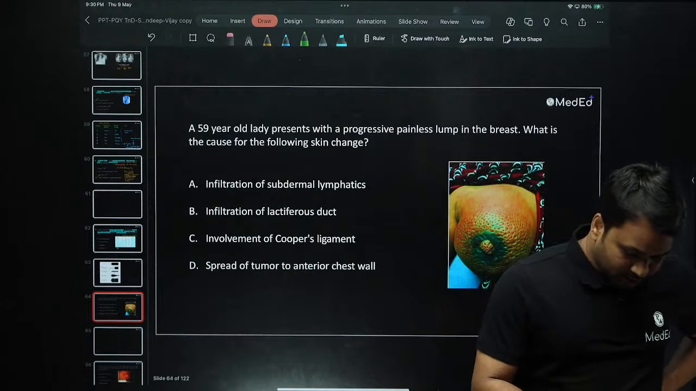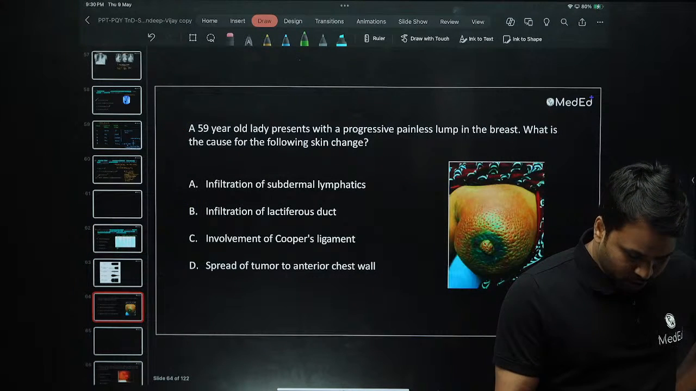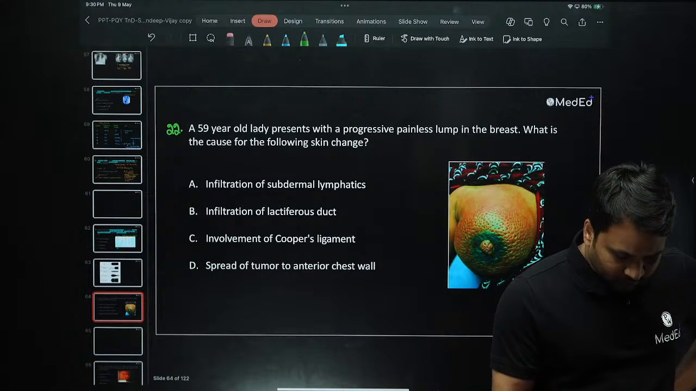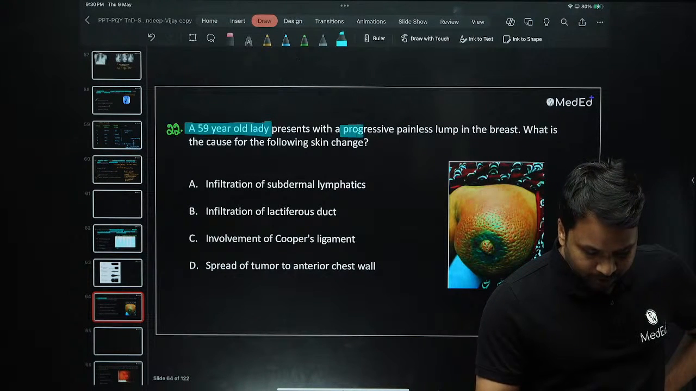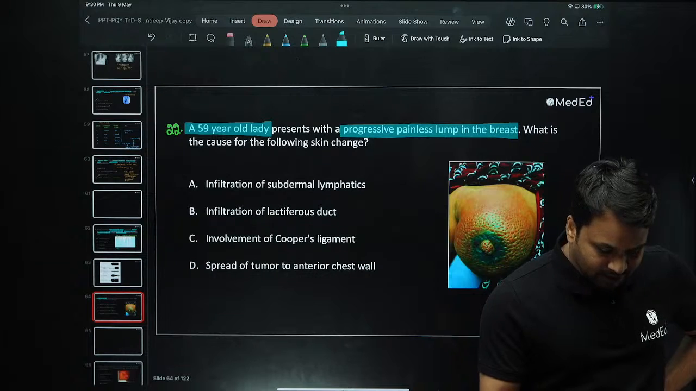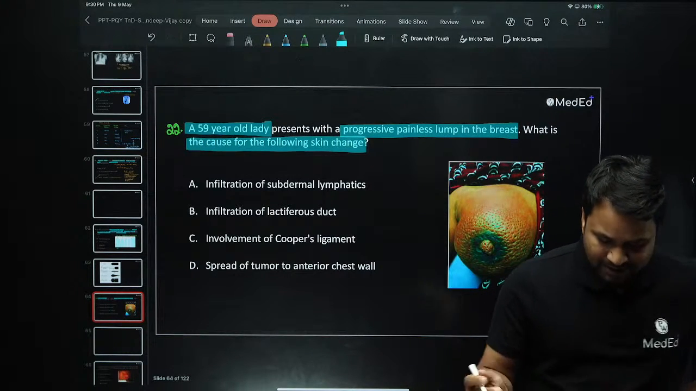Now, question number 22. What do you have? In question number 22, a 59-year-old lady has a progressive painless lump in the breast. What is the cause of the following skin change?